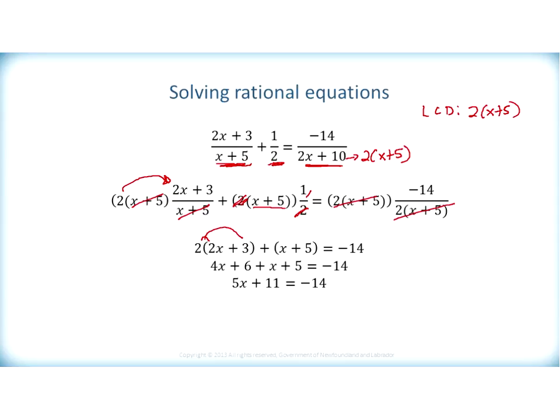To finish solving this equation, we see we have 5x equals negative 25. X would equal negative 5. So let's look at our non-permissible values. Our non-permissible values will be x cannot equal negative 5. So since our solution is our non-permissible value, we see that this is an extraneous root.